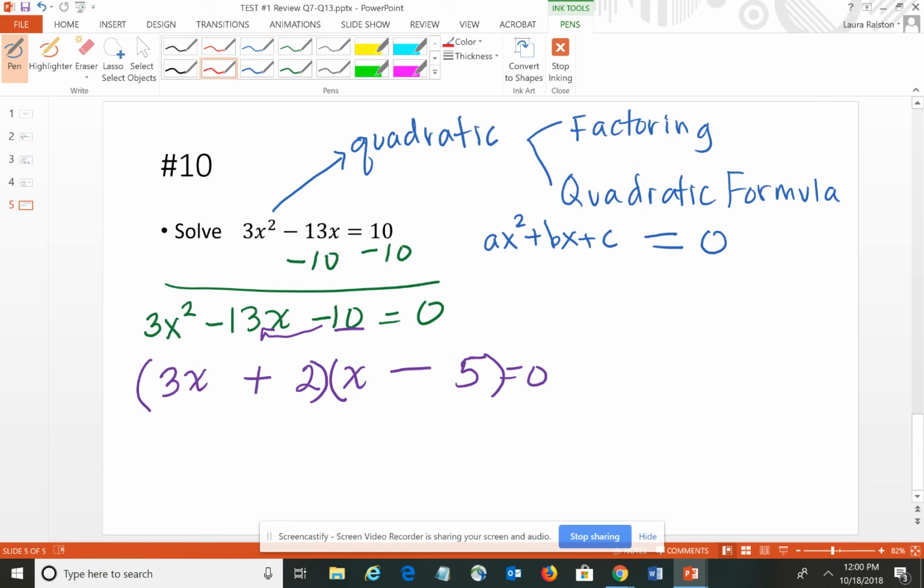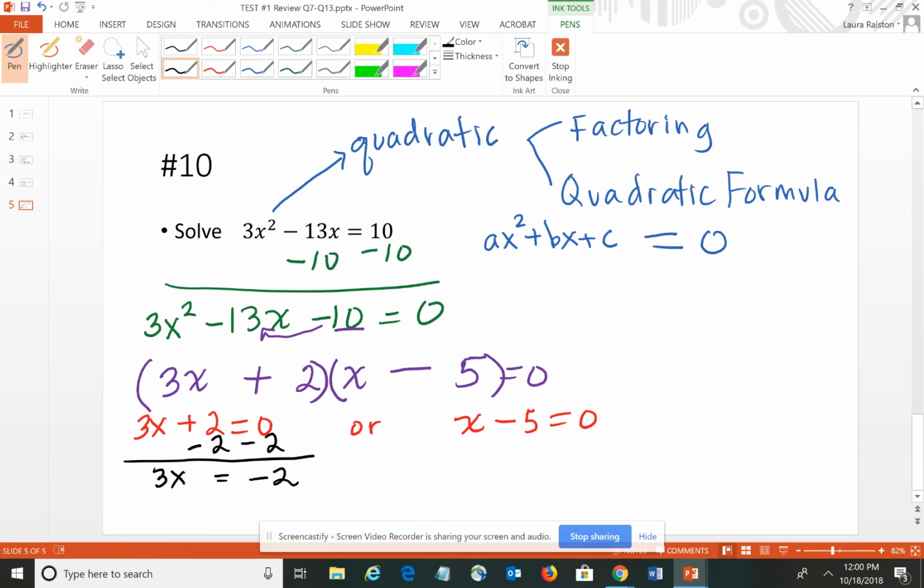I then know that one of those factors, either 3x plus 2 equals 0, or x minus 5 equals 0. And I then need to solve each one of those respectively for x. Solving 3x plus 2, I would subtract 2 from either side. So I have 3x equals negative 2. I'm going to divide both sides by 3. So x equals negative 2/3 is one of the solutions.